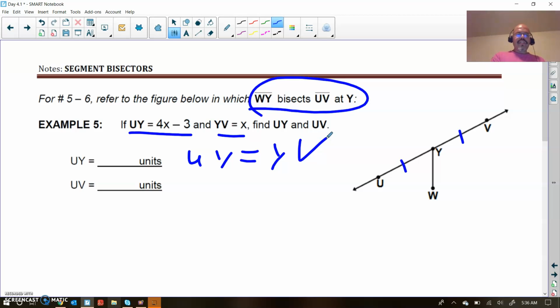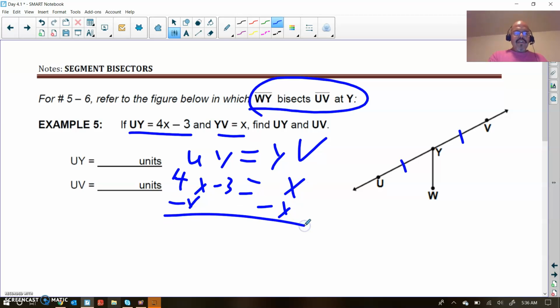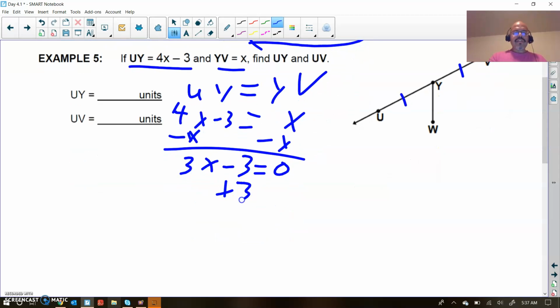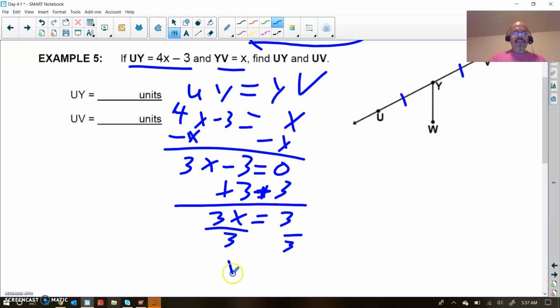So now we just set that up. So 4x minus 3 is equal to x. Subtract x from both sides. So that leaves us with 3x minus 3 equal to 0. Now we add 3 to both sides. Then we have 3x equal to 3. Divide both sides by 3, so x is equal to 1.